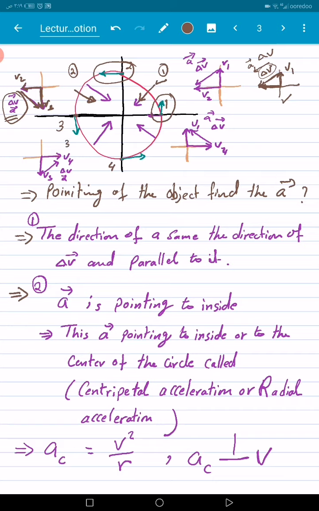Number 3, with the same things. Where is V3? In minus J hat.